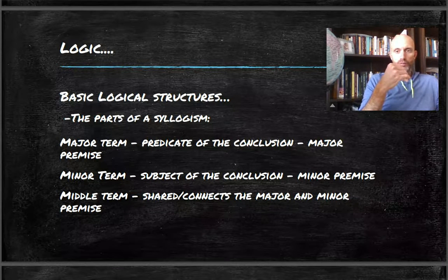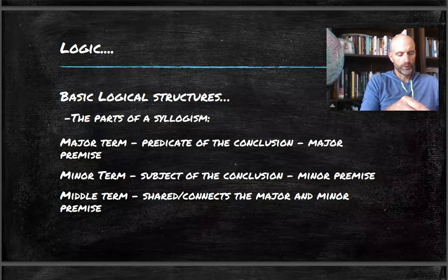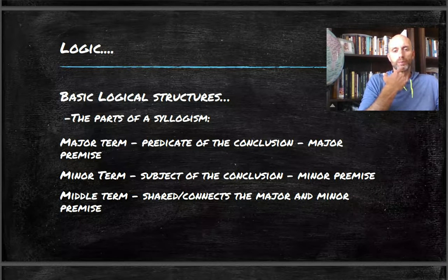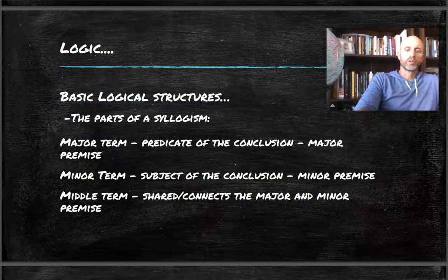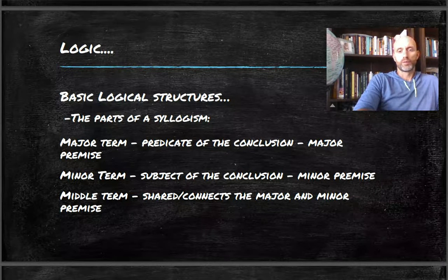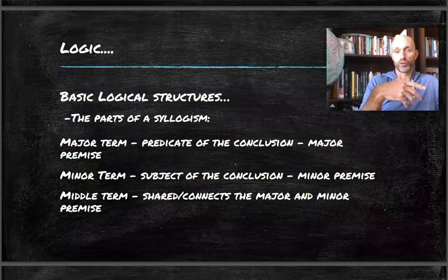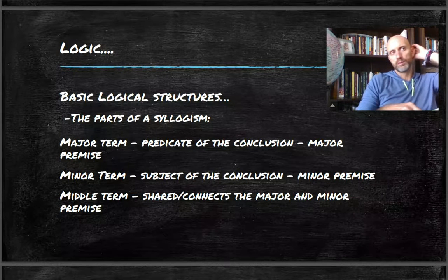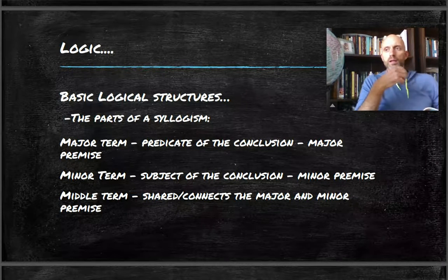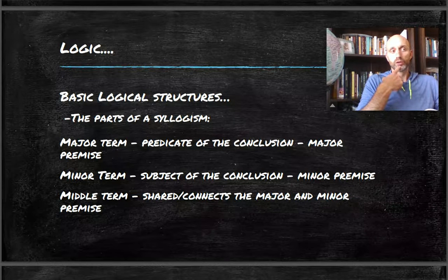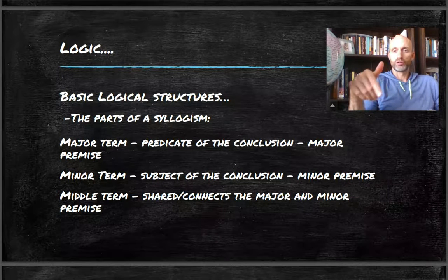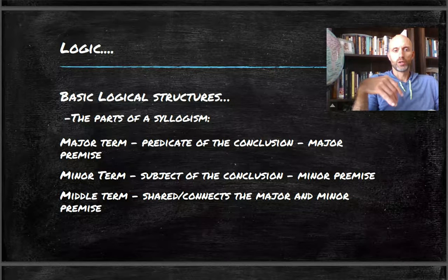Now, the parts of the syllogism are going to be your major term, your minor term, and your middle term. Usually your major term is going to be in the major premise, and that's going to be the predicate of the conclusion. So if you're trying to find your major term, you can look at the predicate of the conclusion, and that's going to give you your major term. The second term is, of course, the minor term. That's going to be the subject of your conclusion. So if you're trying to find the minor term within the syllogism itself, you just check out the subject of the conclusion, and that should provide you with your minor term.